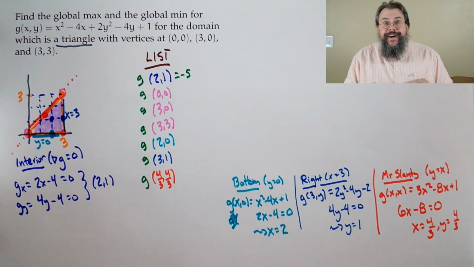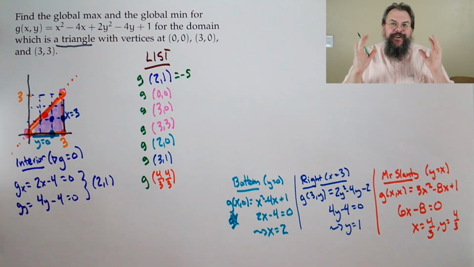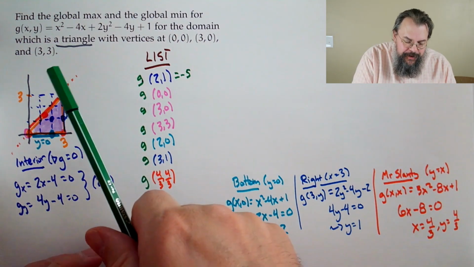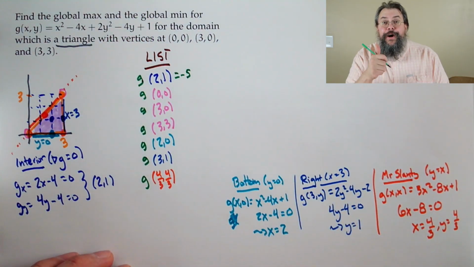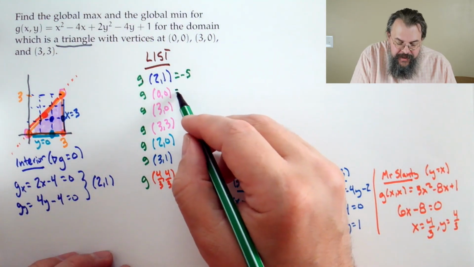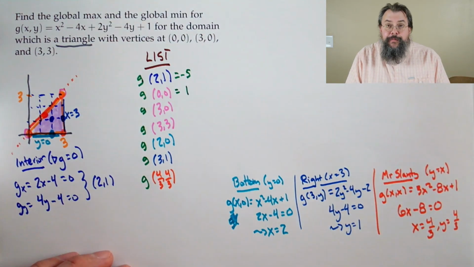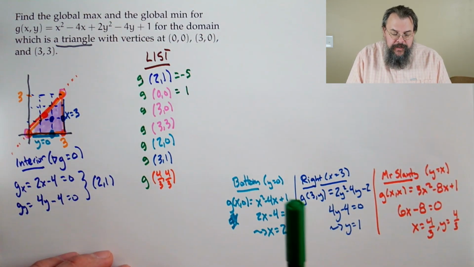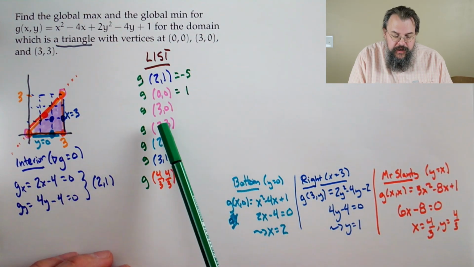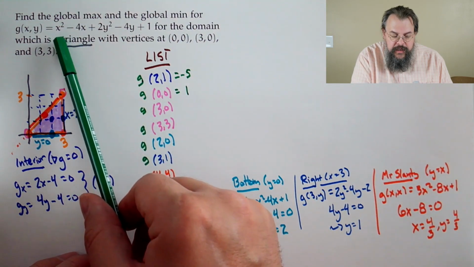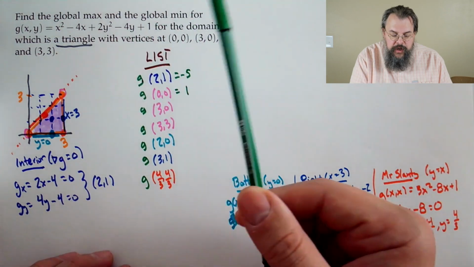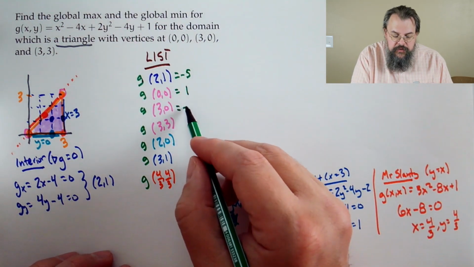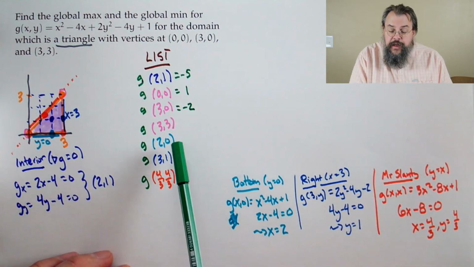Okay, (0, 0). Thank you, (0, 0). I always love working with you. It's 1. Good. Now (3, 0). What would that be? We're going to get 9 minus 12. That's negative 3, plus 1, so that'd be negative 2. Then (3, 3).